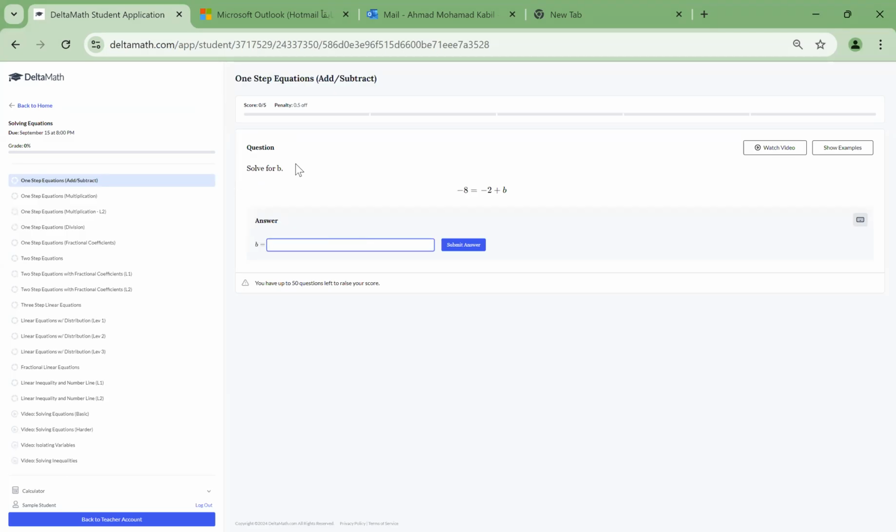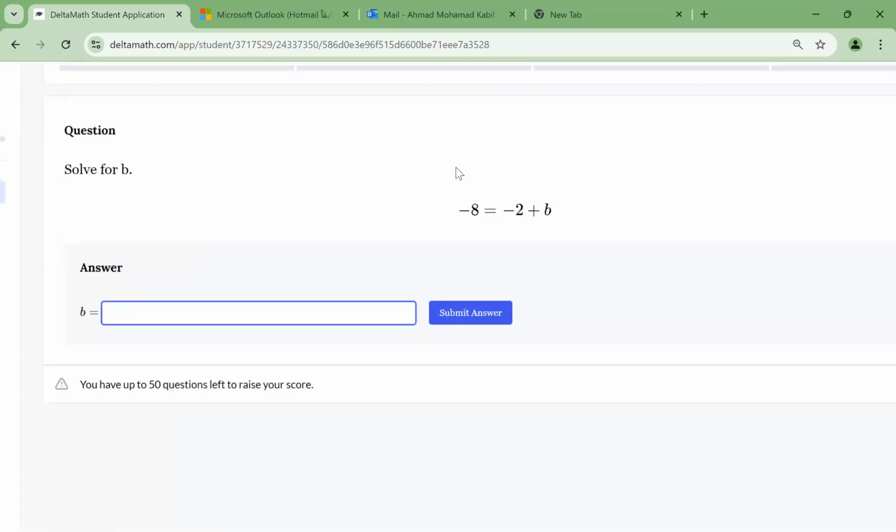So we are required to solve for b. If we're solving for b, this means we're trying to isolate the variable b. Let me just zoom in here. So we have -8 equals -2 plus b. We take the -2 to the other side. We get -8 plus 2 equals b.